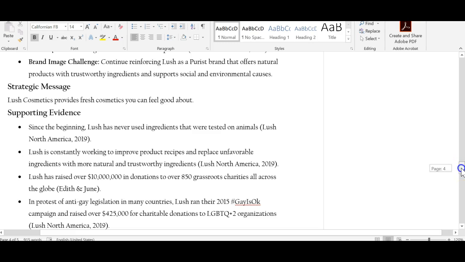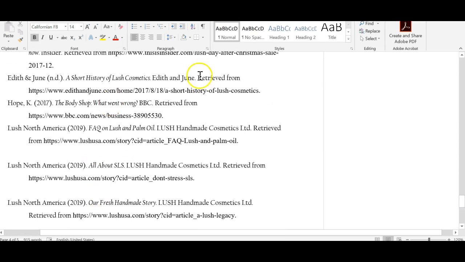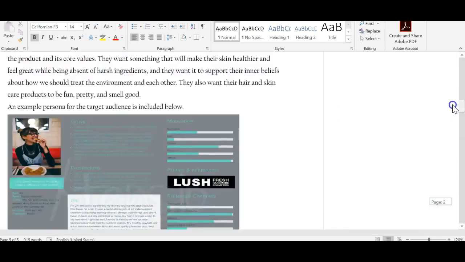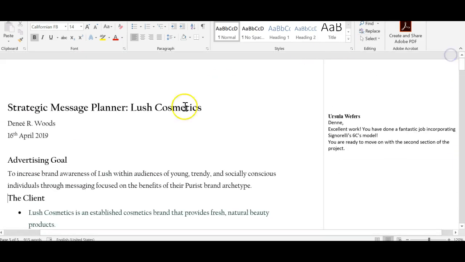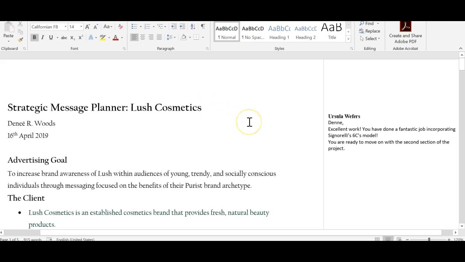So as you can tell, her work is just 5 pages. She was very good about including references. At this point of the game, you are students that are juniors and seniors. This is something that you should know and that you should not be forgetting about. So her work was perfect in terms of incorporating all of Signorelli's 6Cs model. So she scored the appropriate grade.